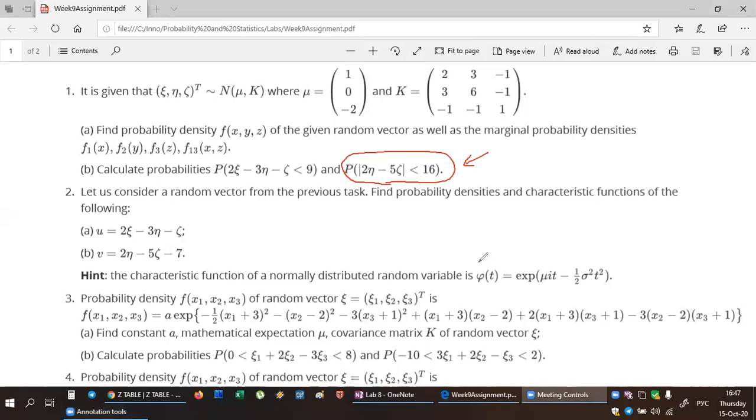Any problems with the solution? Do you need more time? Yes.